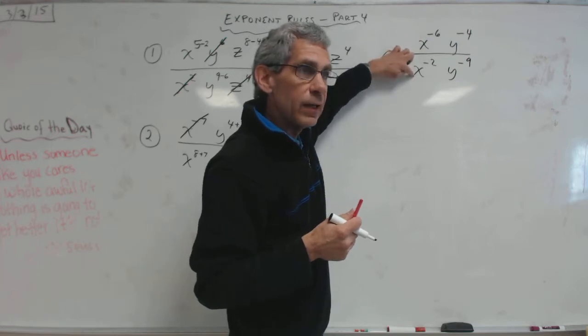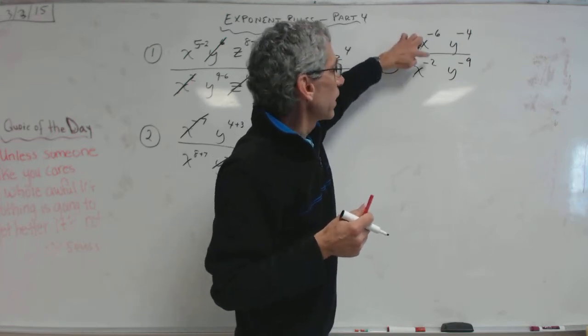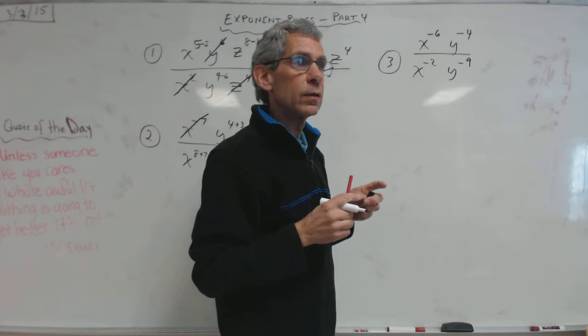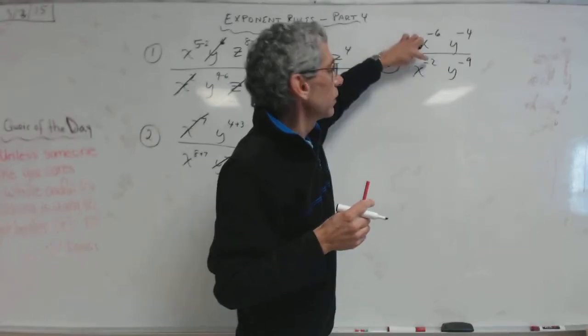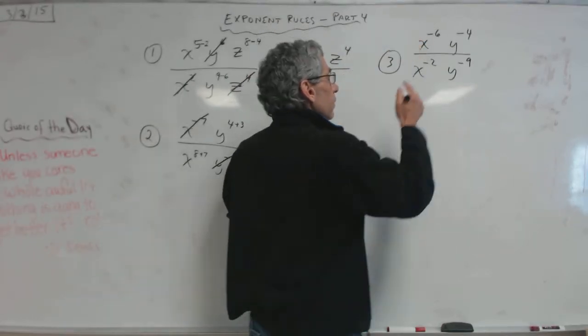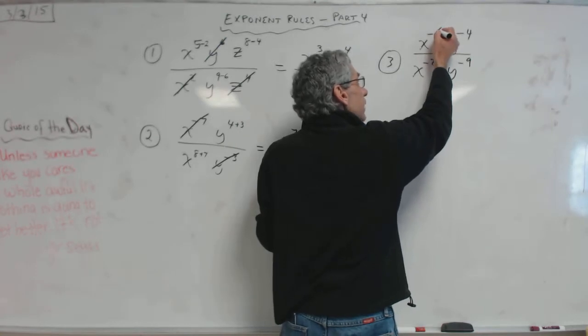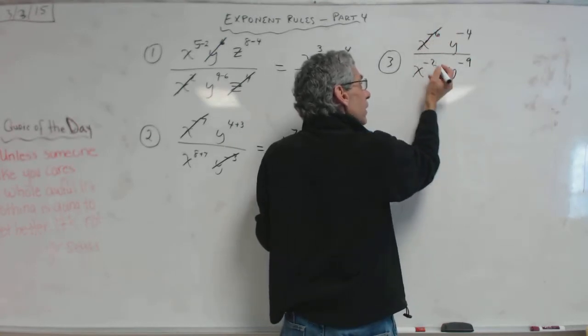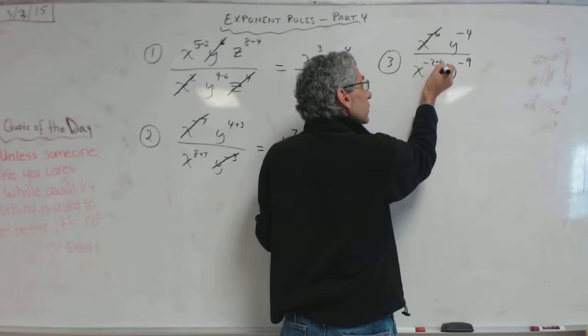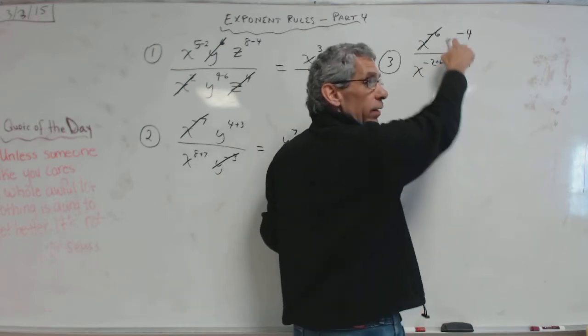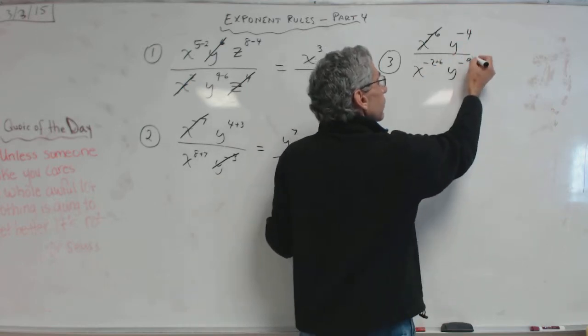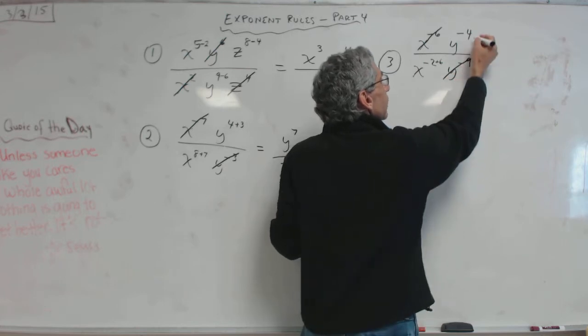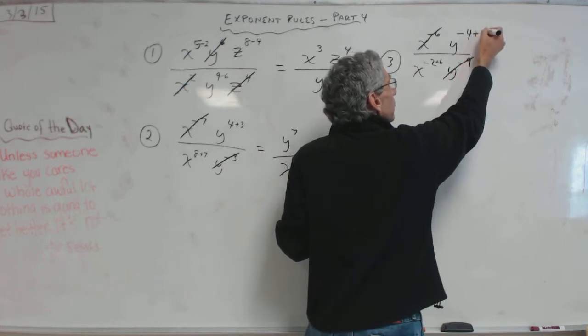So I have the same bases, right? Which is my smaller exponent, -6 or -2? -6. So I'm going to cross that out. That's negative, so I'm going to come down here and put a +6. Which one is my smaller exponent? -9. I'm going to cross that out. It's -9, so I'm going to come up here and it becomes a +9.